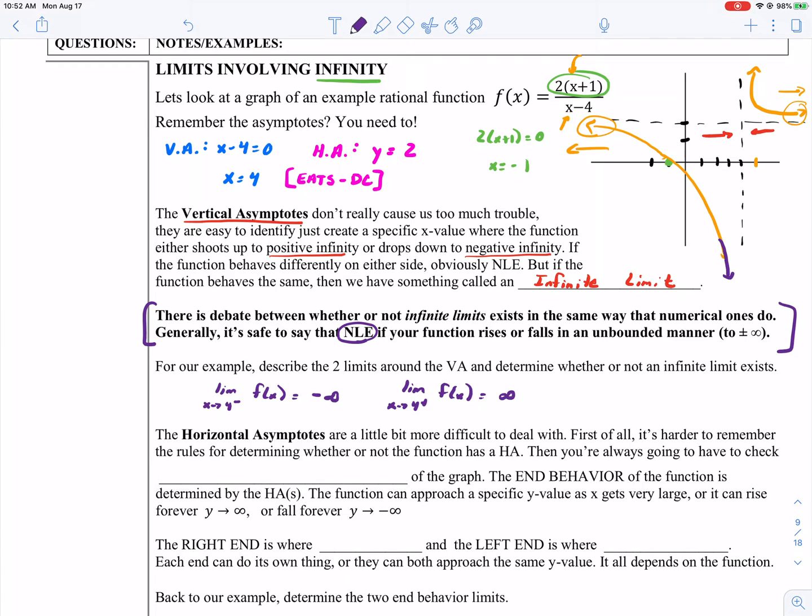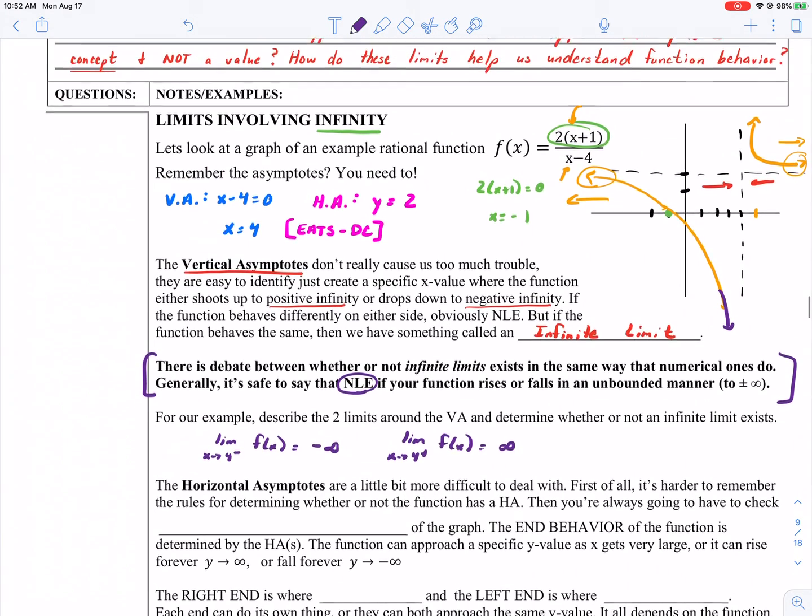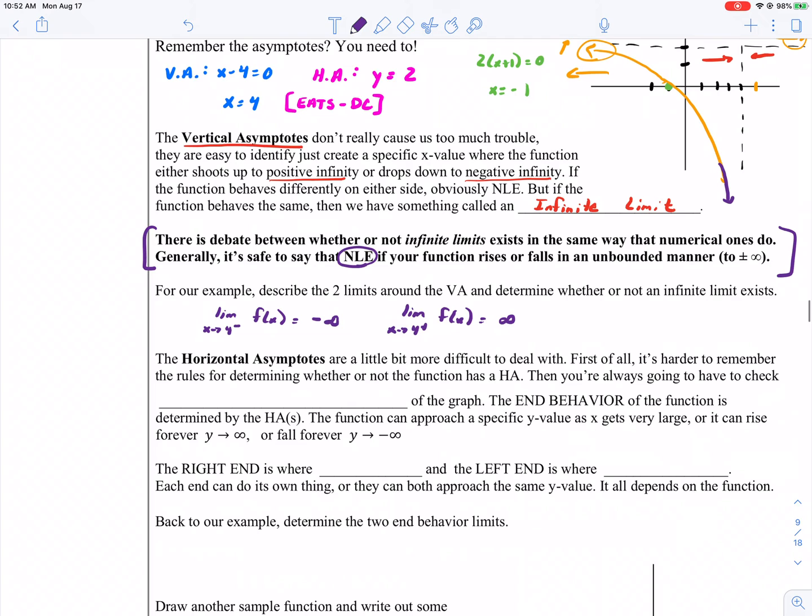Now, if you had answered NLE to either one of those, that would be acceptable, but it doesn't tell me anything about the function, right? I want to understand the function's behavior, so this gives me a lot more information about the behavior of the function. But if I did ask you, what is the limit as x approaches 4 of f of x? You have to consider that you're coming at it from the right and the left, and since you are not approaching the same value, that would be no limit exists.